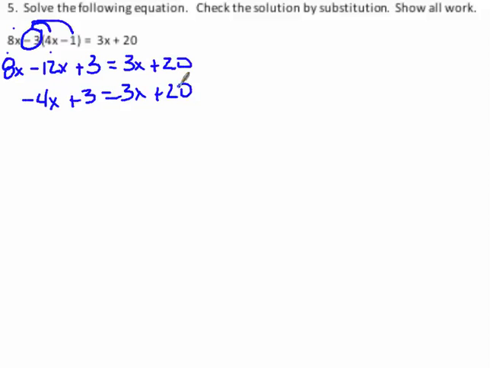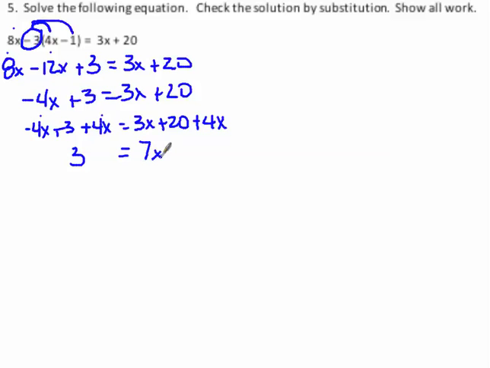To get rid of a negative 4x, I need to add 4x to both sides. So we'll do that. Negative 4x plus 3, and then we'll add 4x here on the left side. And we've also got to do it over here on the right side. Well, on the left side, negative 4x and plus 4x add up to be 0, so the only thing remaining on the left side is 3. And on the right side, we have a total now of 7x plus 20.